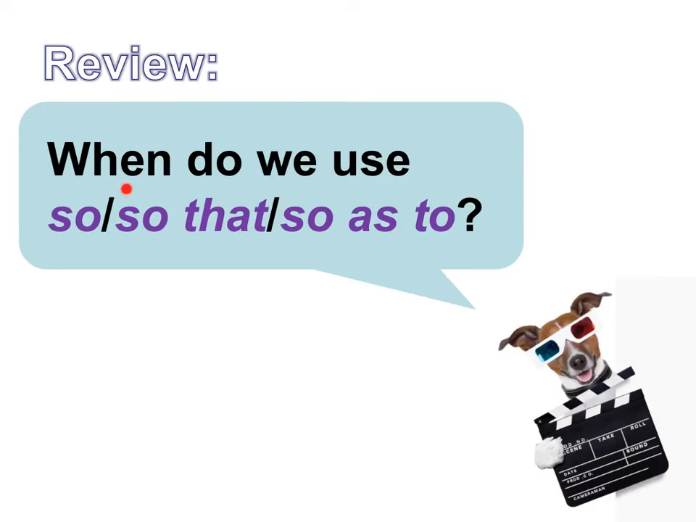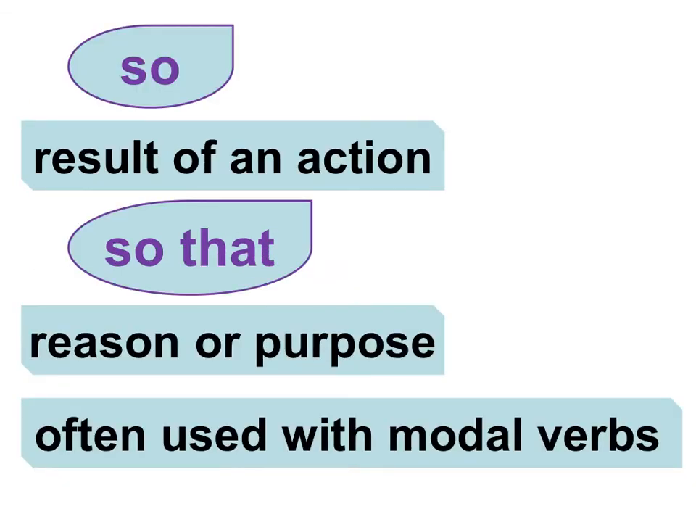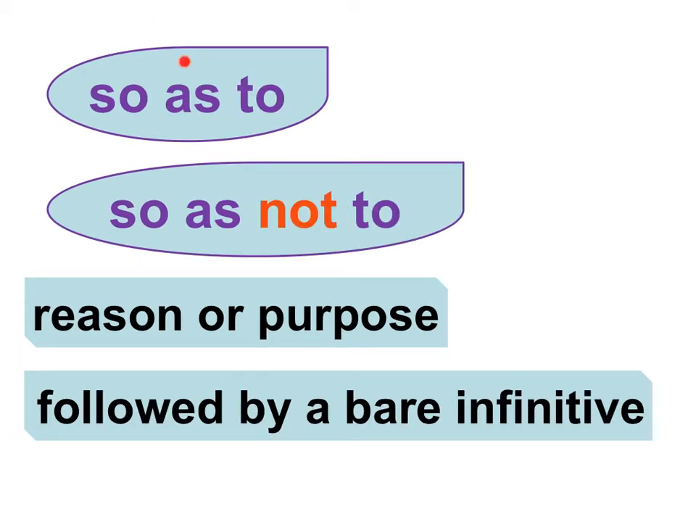Review. When do we use so, so that, or so as to? We use so to express the result of an action. We use so that to express the reason or purpose of an action, and it is often used with modal verbs. We use so as to or so as not to express reason or purpose. They must be followed by a bare infinitive.